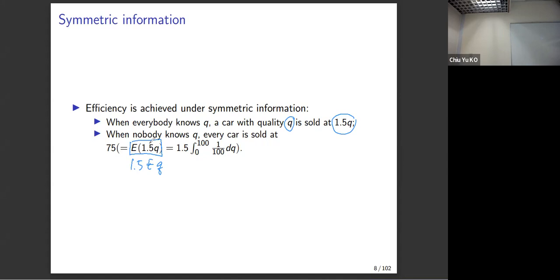So if you know the quality, suppose the quality is 50, you sell at $75. If the quality is 100, the car will be 150 if you know the quality. If no one knows, then it sells at the average quality times a 50% markup, because the buyer will pay 50% more than the quality. Is that okay? There's nothing new here, but the newer thing is on the next slide.